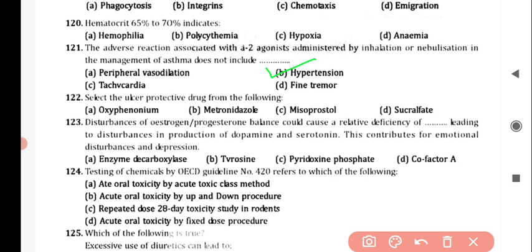Next question is, select the ulcer protective drug from the following, and the correct answer is option D, sucralfate. Next question is, disturbances of estrogen or progesterone balance could cause a relative deficiency of dash, leading to disturbances in production of dopamine and serotonin. This contributes to emotional disturbances and depression. So the correct answer for this question is option C, that is pyridoxal phosphate.